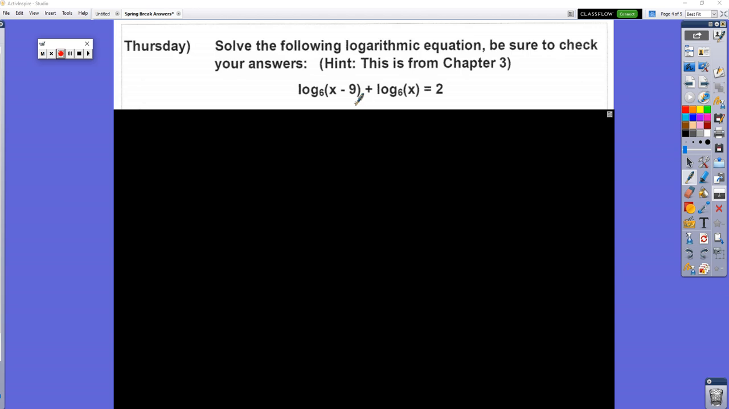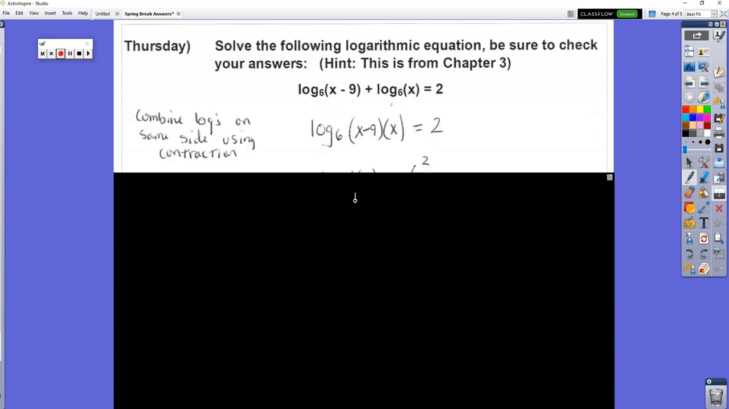Well, whenever solving log equations, one of the first things you want to ask yourself is how many logarithms do you have? In this problem, we have 2 logarithms. And the second question you want to ask yourself is where are the logarithms located? In this particular problem, they're both on the same side. So when we have logarithms with the same base that occur on the same side, your very first step is to combine the logarithms on the same side using contraction.